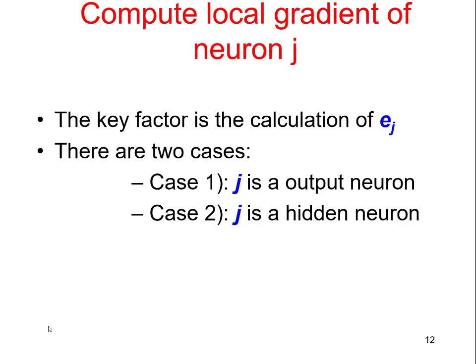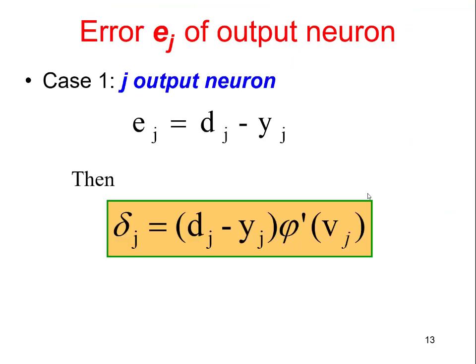So the computation of the local gradient of neuron J can be classified into two categories. The key factor is to calculate the error of the output neuron, that is called Ej, and what will happen if J is an output neuron, and what will happen if J is a hidden neuron. These two parts are shown in the next periods. So if J is an output neuron, there is a straight calculation, as the output neuron produces its output to the loss function.